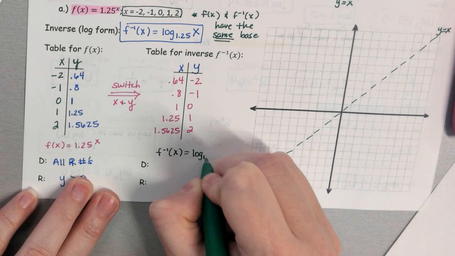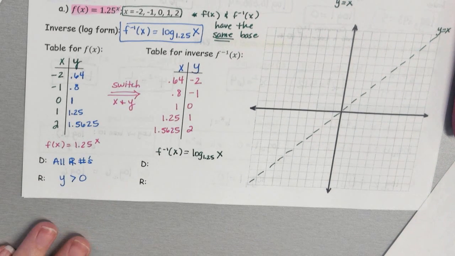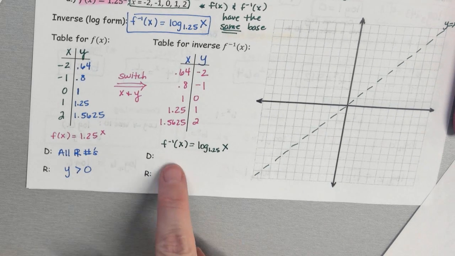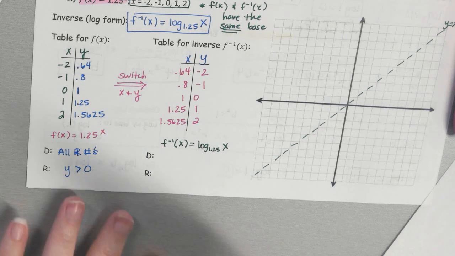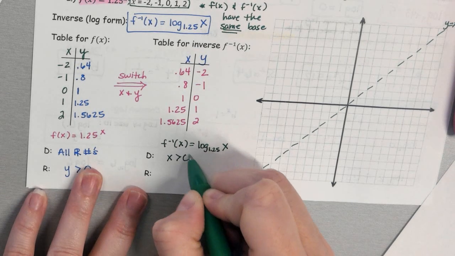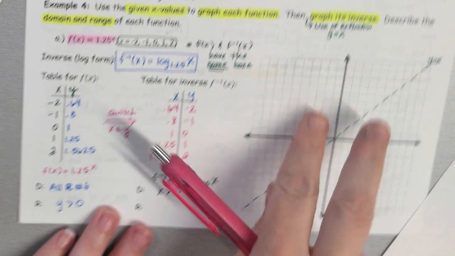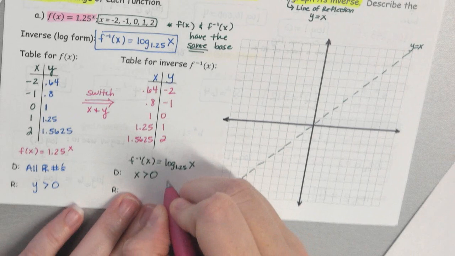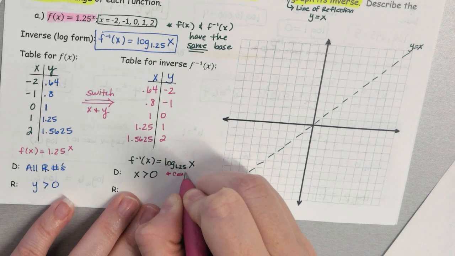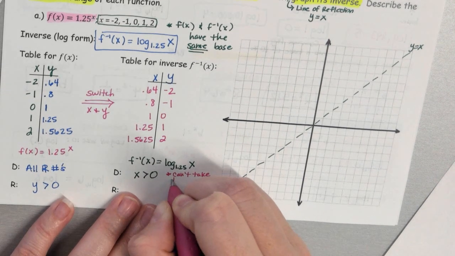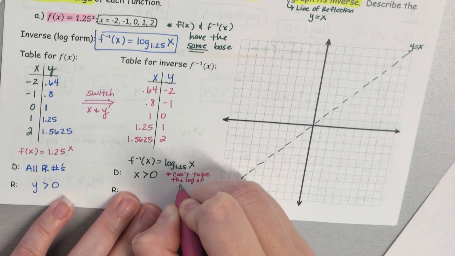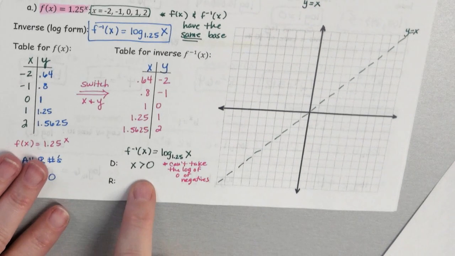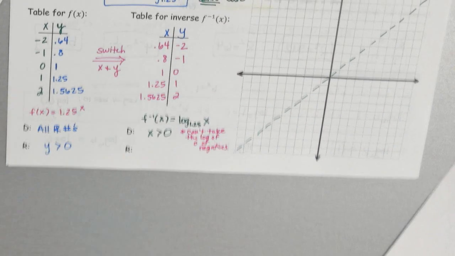So for log base 1.25 of x, your range from the f of x is now your domain, which we just talked about, right? So if this is x is greater than 0, does this fit in what we just talked about, that you can't take the log of 0 or negatives? Yeah, that fits in, right? X has to be greater than 0. It does not include 0.